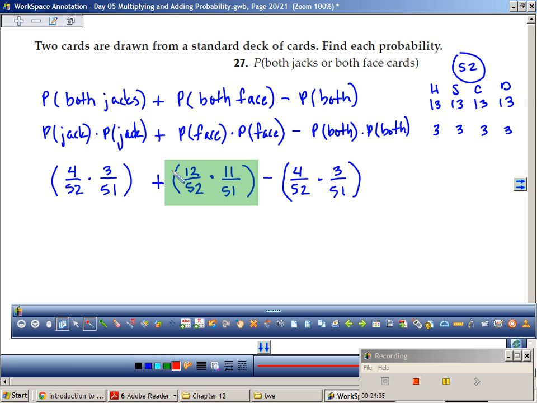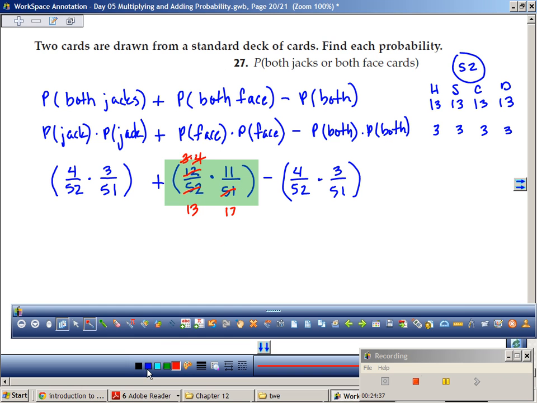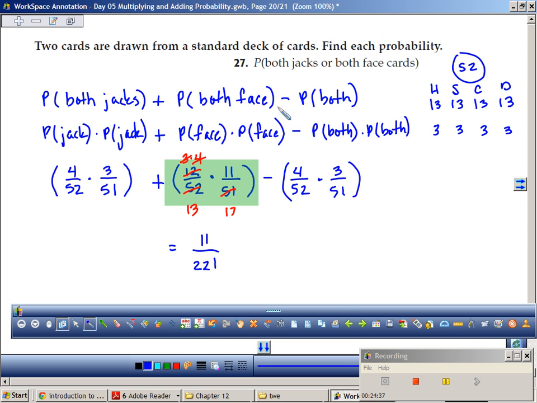Okay, so I know that 12 is 3 times 4. I know that 4 divided by 52 is 13. And 3 goes into 51 17 times. So I have nothing in the numerator here except for an 11. My answer is 11 over 13 times 17, which is 221. There's my answer. So you guys try and do 29 based on this one that I did for you.